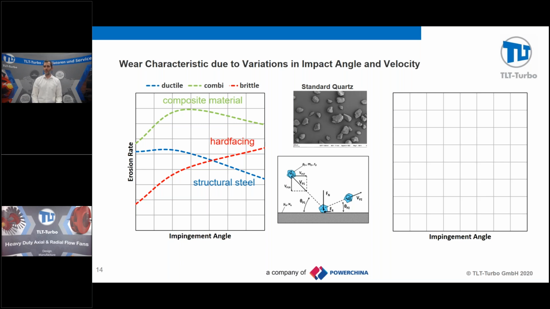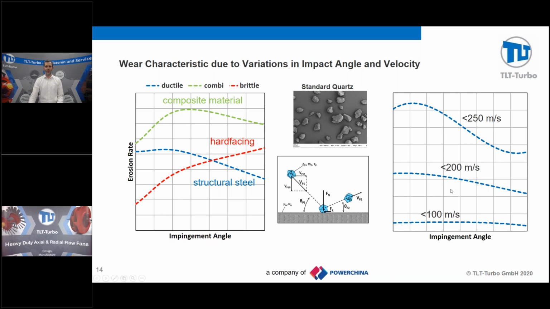Second one is also the velocity. So when your particles hit the surface with a velocity of approximately 100 meters per second, you have very low wear, very low erosion rates. When you increase it to 200 meters per second, it rises, 250, it rises even more. And what we can observe is velocity does not go in linear, it's more to the power of 2 or to the power of 3. So doubling your velocity means 4 to 9 times higher erosion rates.